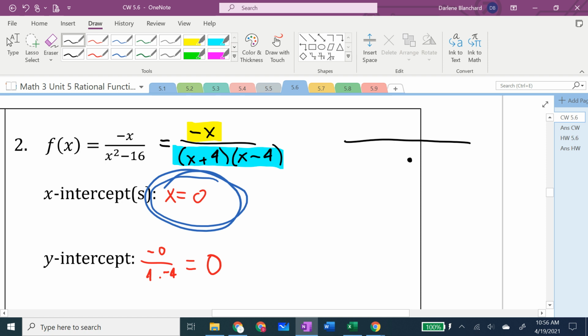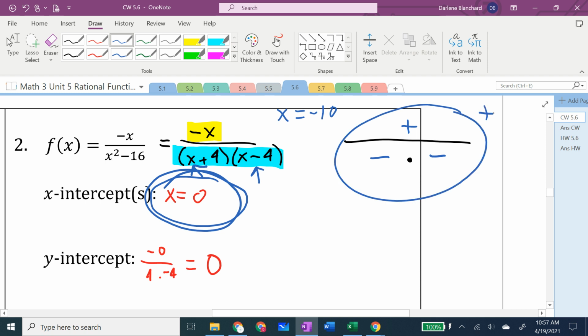I have one factor in the numerator, 2 factors in the denominator. If x is equal to negative 10, then negative 10 in the numerator is negative. Negative 10 plus 4 is negative, and negative 10 minus 4 is negative. Altogether, 2 negatives make positive.